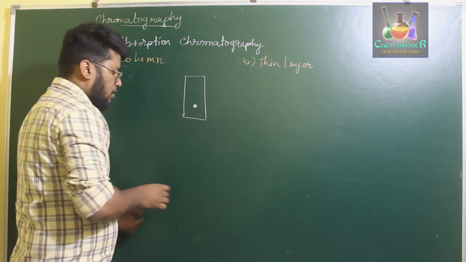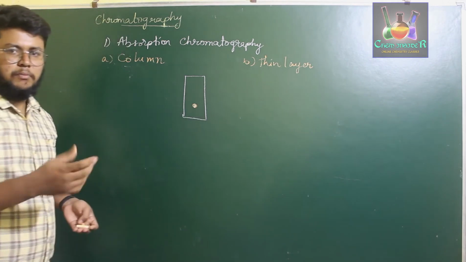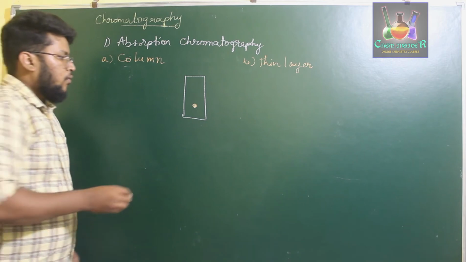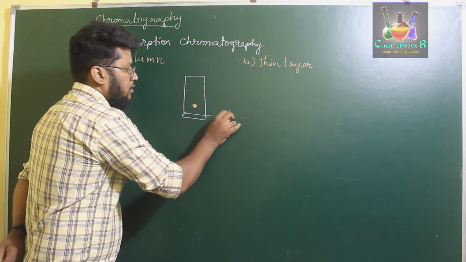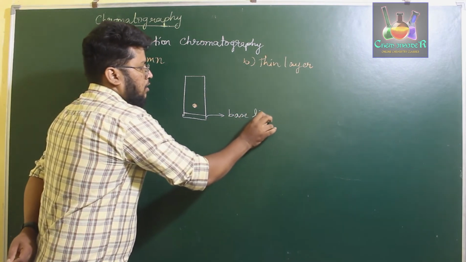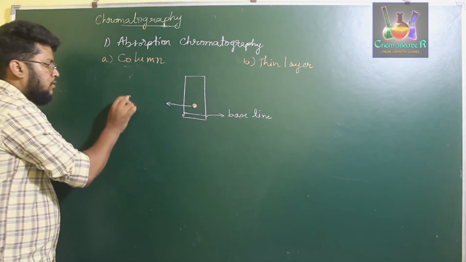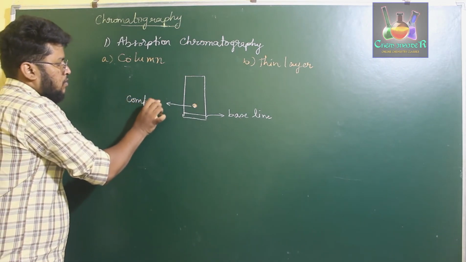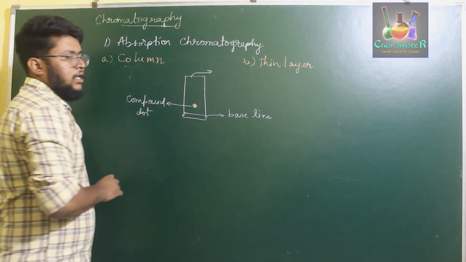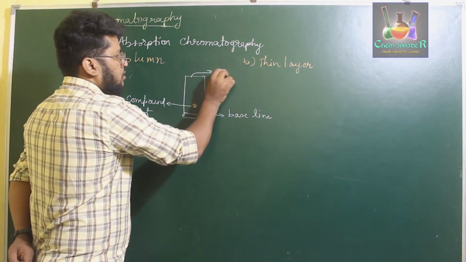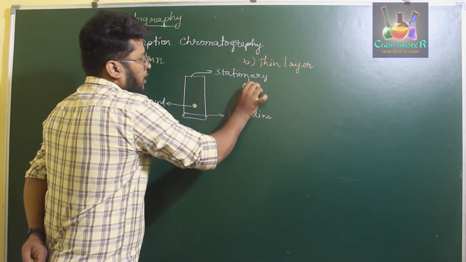It has a certain mixture of compounds, let us say different colors like white, red, orange, green, etc. Then we draw a line at the bottom of this strip called the baseline. This line is called the baseline, and this dot is called the compound dot. So here, this thin layer strip is the stationary phase. That means it will not be moving.